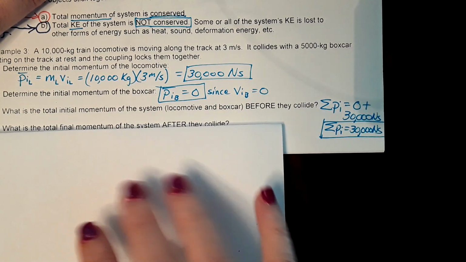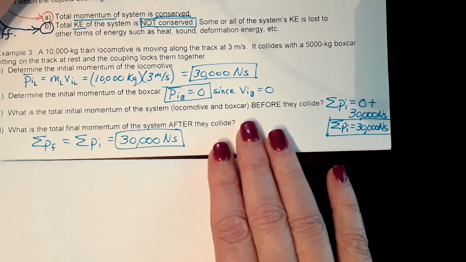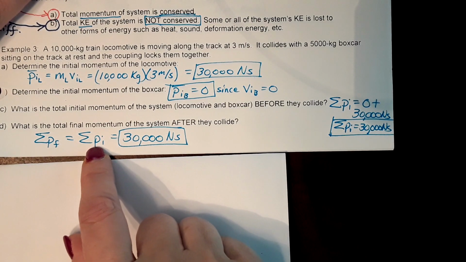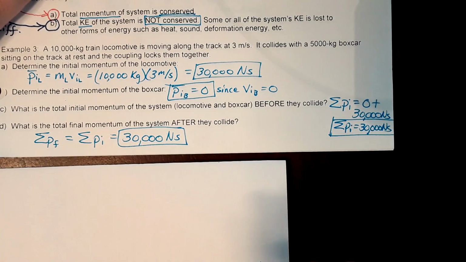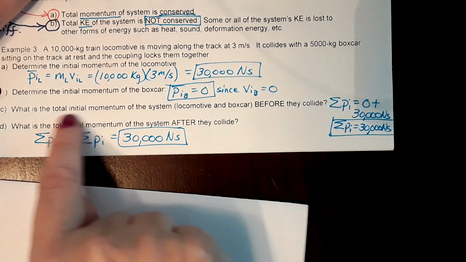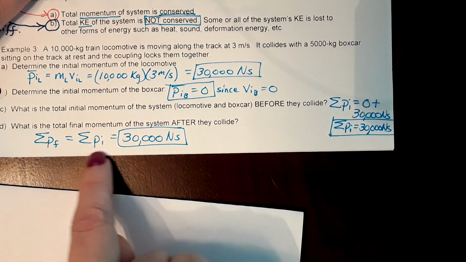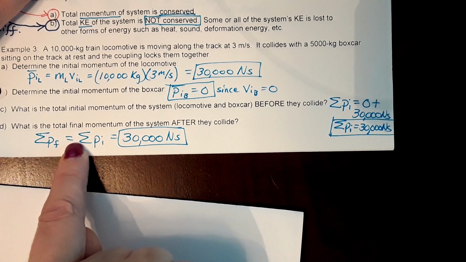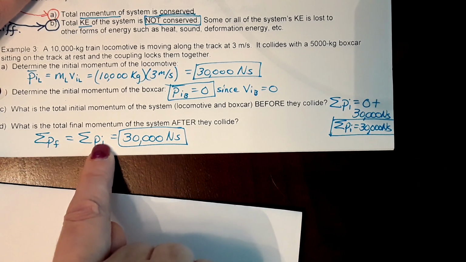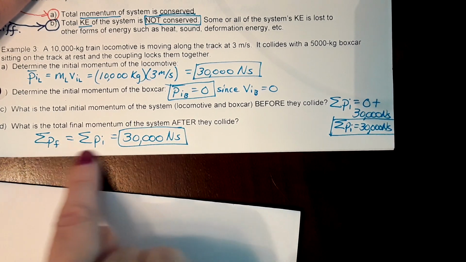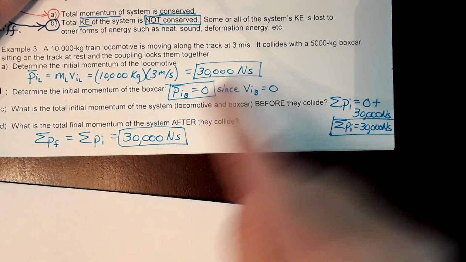If the sum of the initial momenta is 30,000 Newton seconds, then according to the law of conservation of momentum, the total momentum after they collide must be the same value, 30,000 Newton seconds. So this is our proof right here. This is just the mathematical statement of conservation of momentum. And in such a question, you would need to write this out as your proof for this answer, because there's no calculation to show otherwise. So this is the proof for this answer.